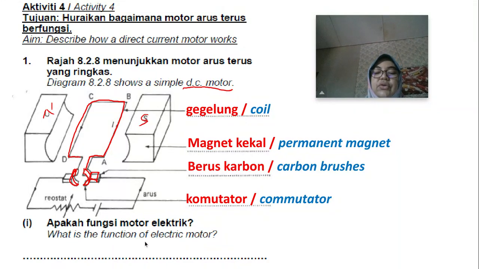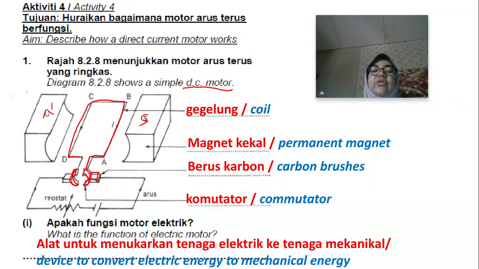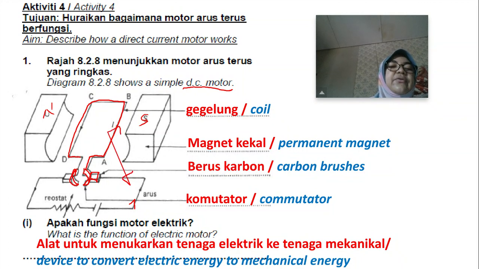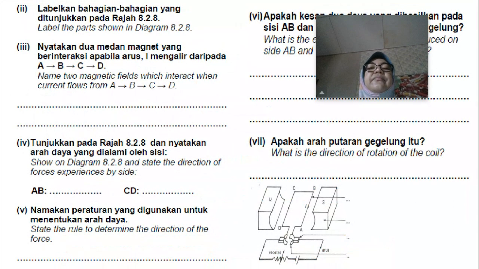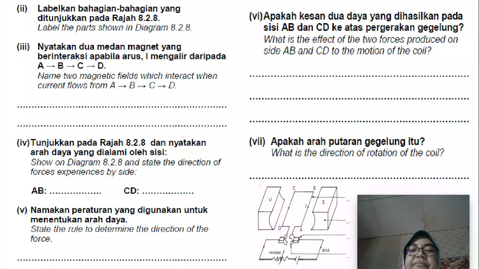Okay, so what is the function of the electric motor? To change electrical energy to mechanical energy. Okay, we get current flowing through the conductor. Okay, when current flow through the conductor, we get turning force. So changed electrical energy to mechanical energy.